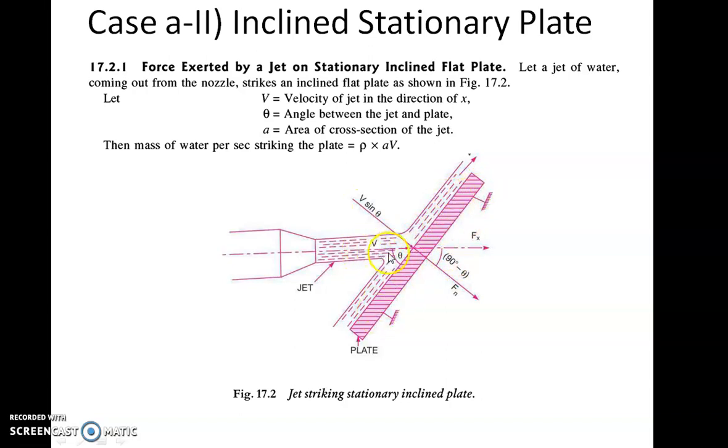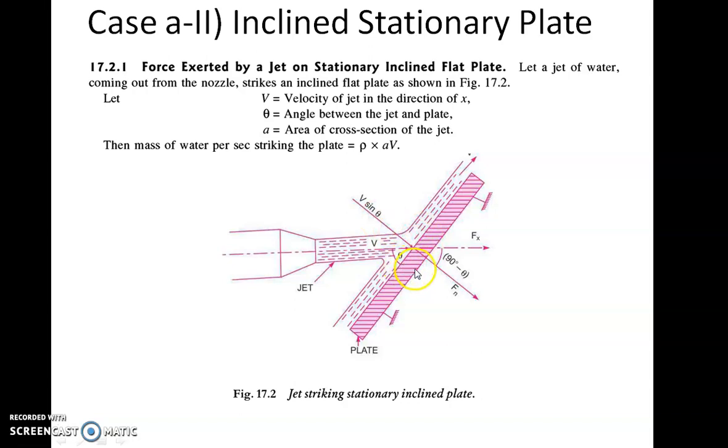You know this angle is theta, and this velocity is moving in x direction. So in x direction the velocity is v. So what will be the velocity normal to the plate? If you see, the velocity has one component along the plate and one component normal to it. Along the plate it will be v cos theta, and along the normal it will be v sin theta. So v sin theta will be striking the plate in the normal direction.